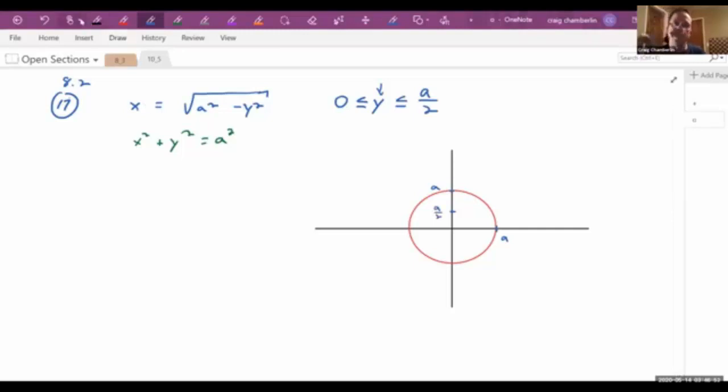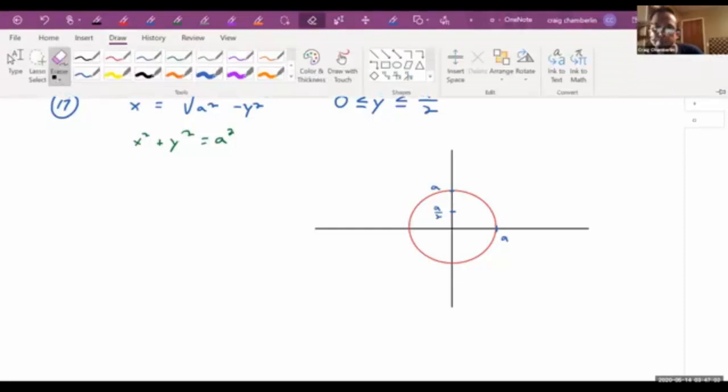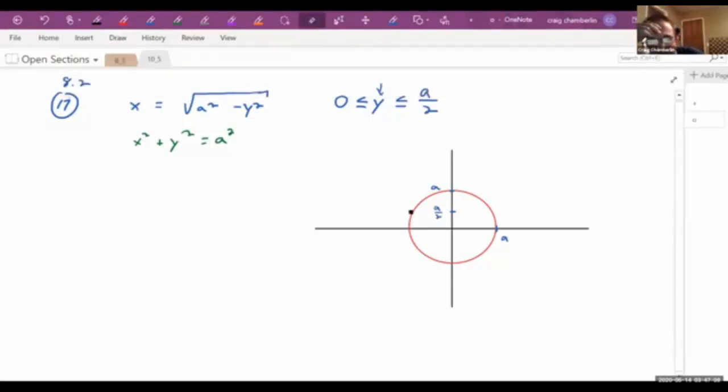So we've got some erasing to do. Let me get my eraser out. So y is only allowed to go from 0 to a over 2. That means I need to erase the whole, what, bottom half? Plus some, right? Erase the part above a over 2, right?